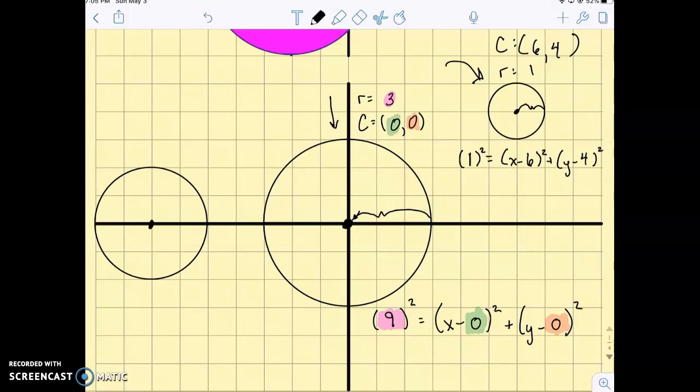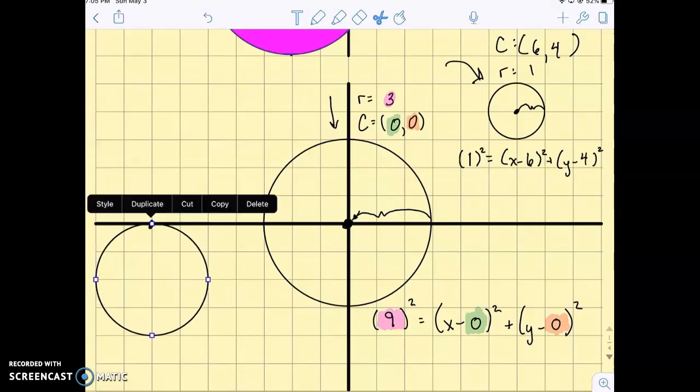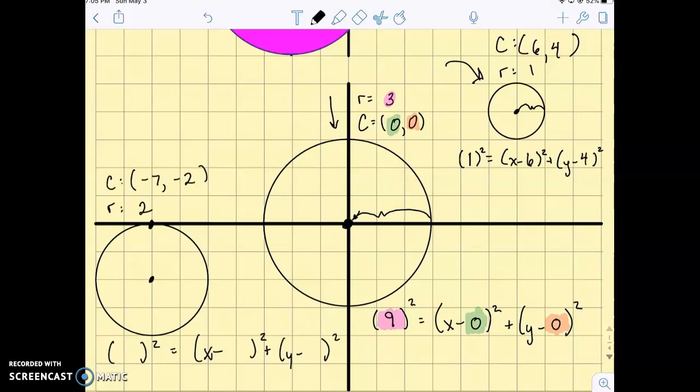Easy peasy. I'm going to move this other circle because I want us to have to deal with that negative stuff. So here's your center. Find the center, find the radius. See if you can write the circle, the equation of the circle. See if you can figure out what that negative is going to do. Our center is at -7, -2.